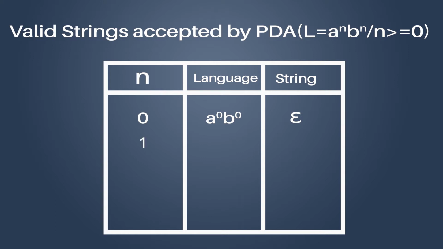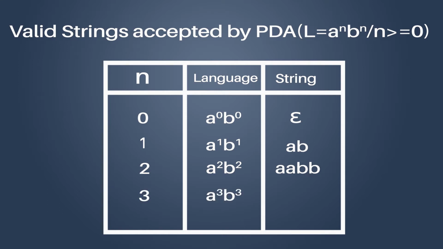If I substitute n is equal to 1, then the language would be a to the power of 1, b to the power of 1. I should be writing a once and b once. If I substitute n is equal to 2, the language would be a to the power of 2, b to the power of 2. I should be writing a twice and b twice. If I substitute n is equal to 3, the language would be a to the power of 3, b to the power of 3. That means I should be writing a thrice and b thrice.